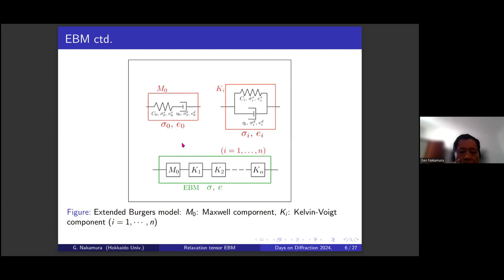Okay. Then let's look at the Maxwell part again. What are sigma zero and E zero? Because the spring and dashpot are connected in series, the stresses sigma 0S and sigma 0D are equal. The common stress is denoted by sigma zero. And for the strain, the strain of M0 itself will be the sum of the strain of the spring part and the dashpot part. And we consider this in a similar way for the Kelvin-Voigt part.